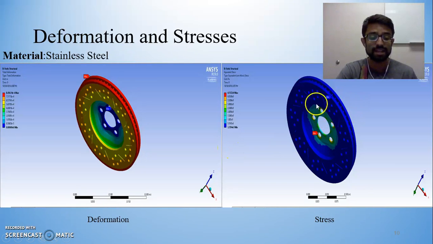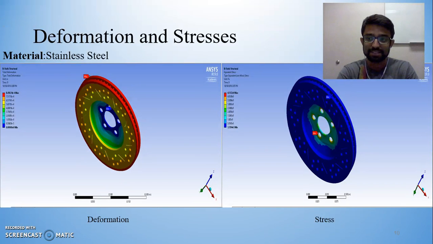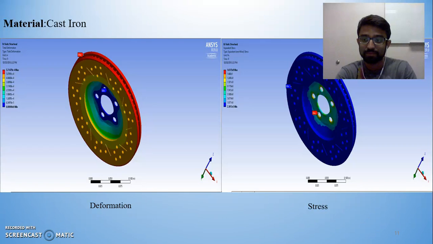The stresses are highest at the hub, which is where the disc brake will be attached to the wheel, and it goes on decreasing along the outer edge. Moving on, these are the deformation and stress contours for cast iron. As you can see over here, the maximum deformation and the maximum stress for cast iron is actually much lesser than that for stainless steel.